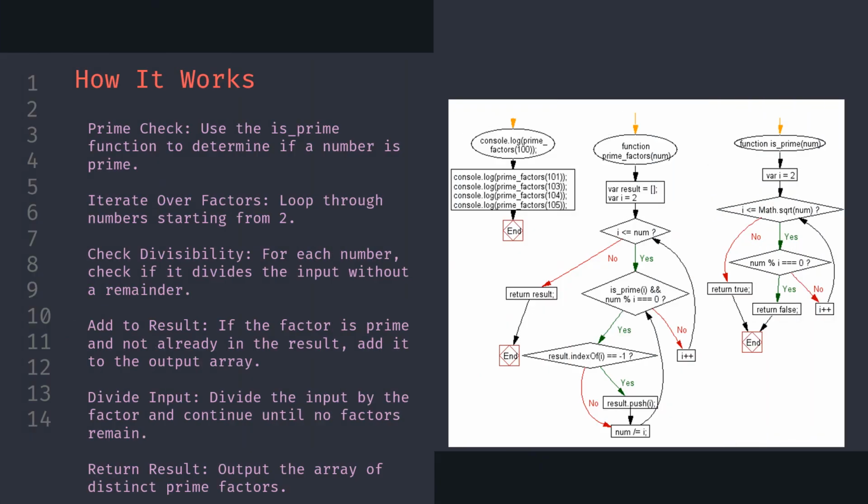The program follows a systematic approach. It first checks if a number is prime. Then, it loops through all potential factors, checking if they divide the input evenly. If a factor is both prime and distinct, it is added to the result array. The input is then divided by the factor to continue the factorization process. This ensures that all prime factors are correctly identified.